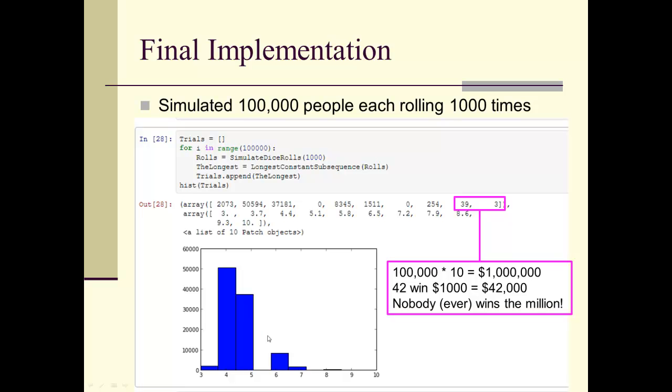And you'll notice there were a few winners. In particular, the casino made $1 million, 100,000 people times $10 each is $1 million. 42 people won the $1,000 prize, so the casino made $1 million, paid out $42,000, and nobody ever won the $1 million. So is this a good bet? Well, it depends on your perspective. But for me, I'd probably do something else with my $10.